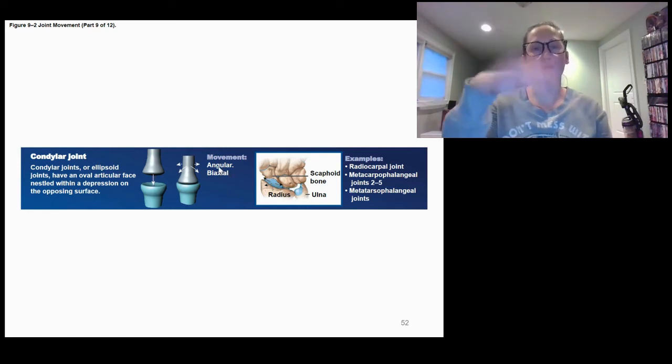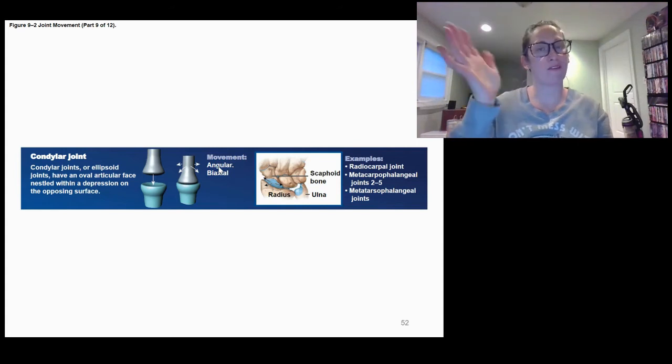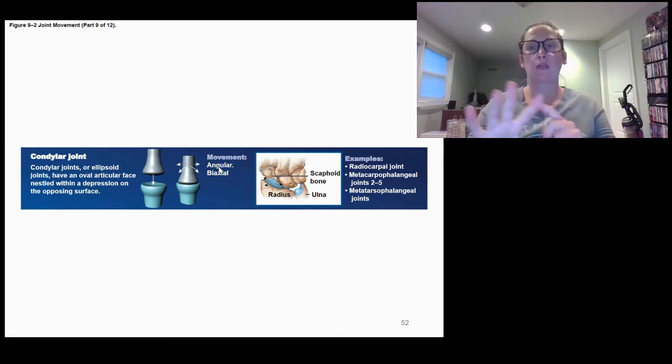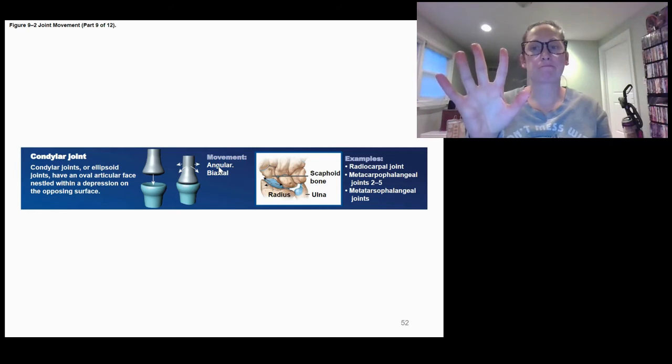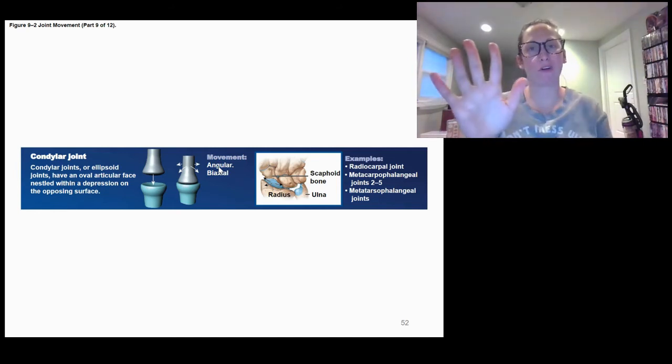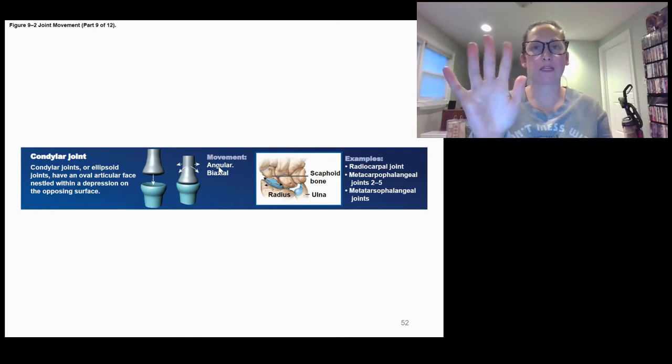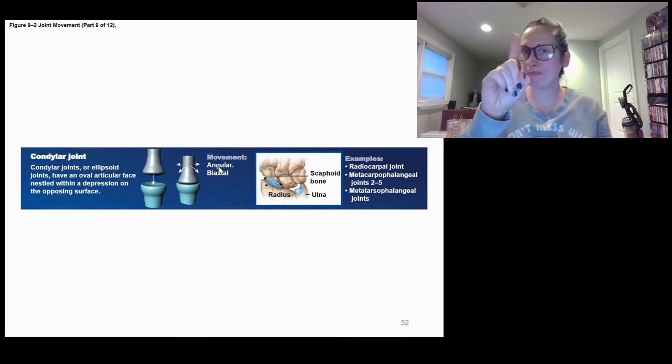Your wrist can do this, so you can flex and extend, but you can also wave hi and bye. Same thing with your metacarpophalangeal joint, in other words, your knuckles. So I can flex and extend there, but I can also go side to side with that finger as well.